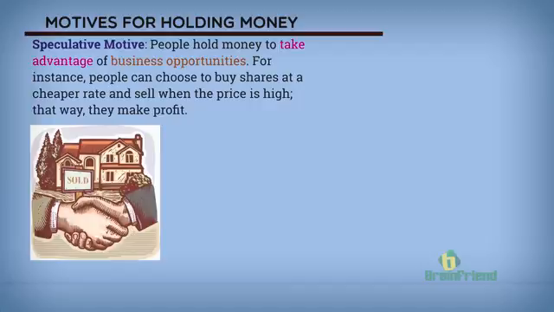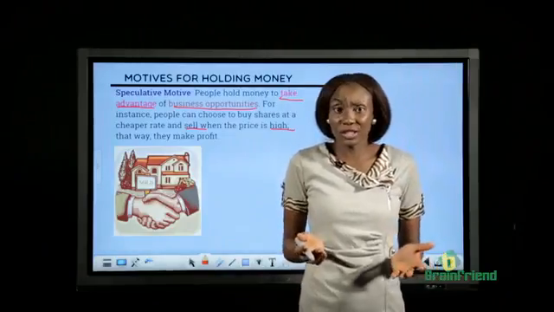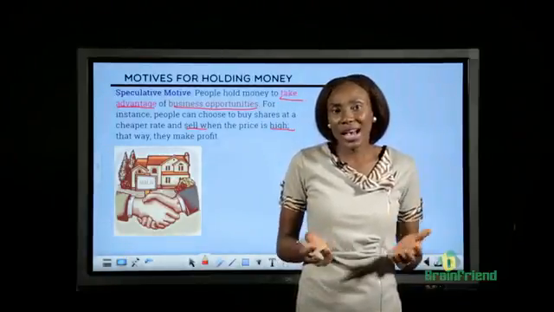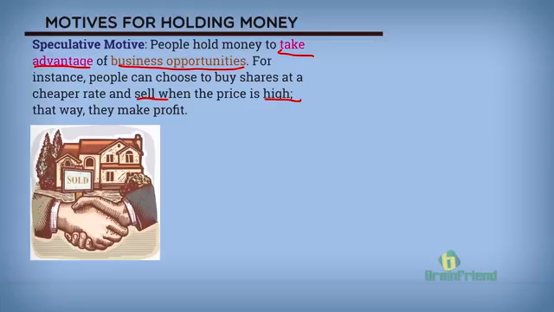Now we look at the speculative motive. People hold money to take advantage of business opportunities. For instance, people can choose to buy shares at a cheaper rate and sell when the price is high. That way they make profit, taking advantage of business opportunities. Like our example here, one can choose to buy shares, or companies can choose to sell shares. So if a person has cash at hand, he or she will take advantage of that opportunity to buy shares, to get involved in the business, or to even acquire a property. That is the speculative motive for holding money.